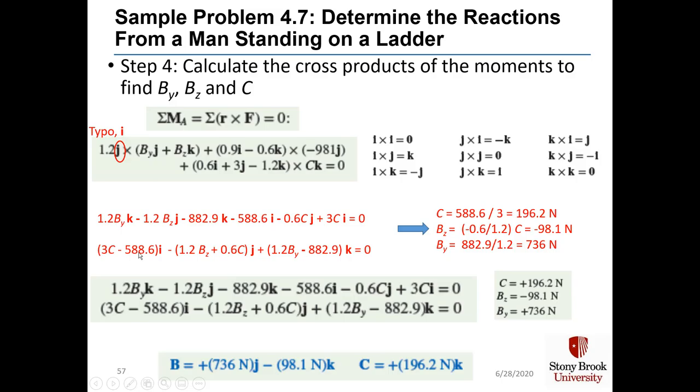And conveniently, each of those three terms that respectively multiplies our unit vectors leads to a simple algebraic equation that we can solve for c, b sub z, and b sub y, which are 196.2 newtons, minus 98.1 newtons, and 736 newtons, respectively. Vector b has two terms. It's plus 736 newtons times j, minus 98.1 newtons times k, and vector c is just 196.2 newtons times k.